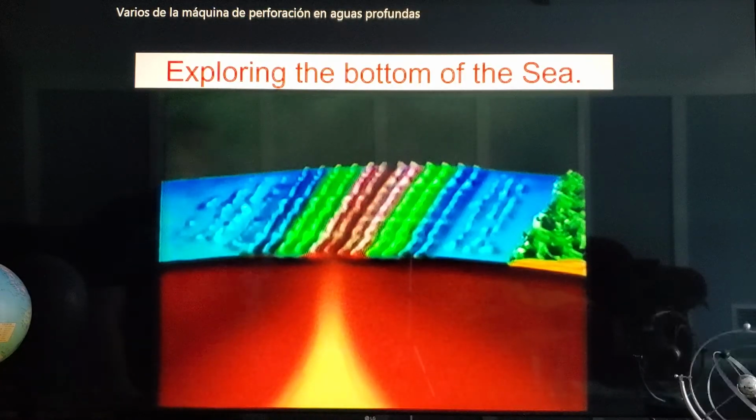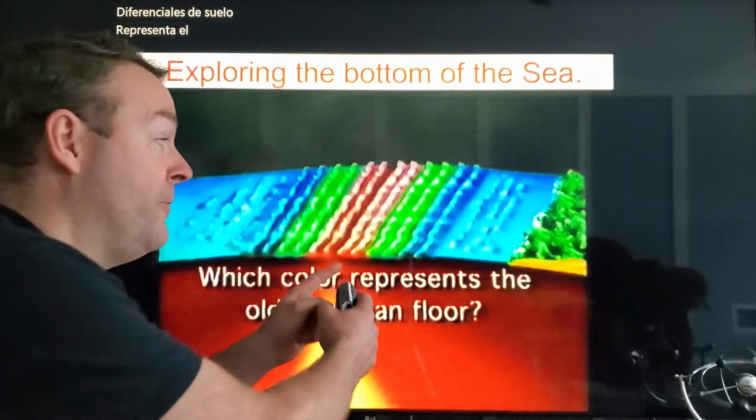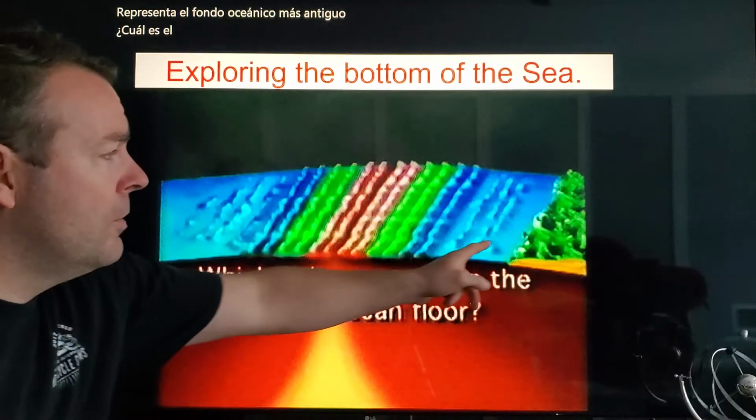Which color represents the oldest ocean floor? So what do you got? Which is the oldest? That would be furthest from the middle, right? Hopefully you said your blues.